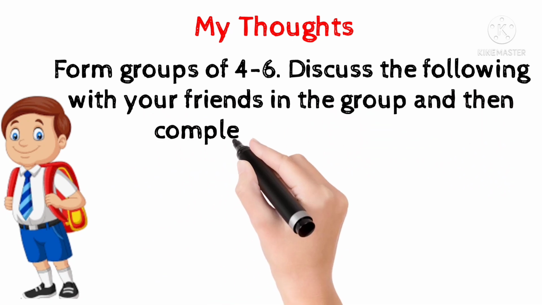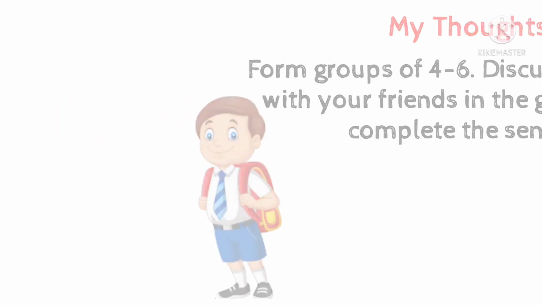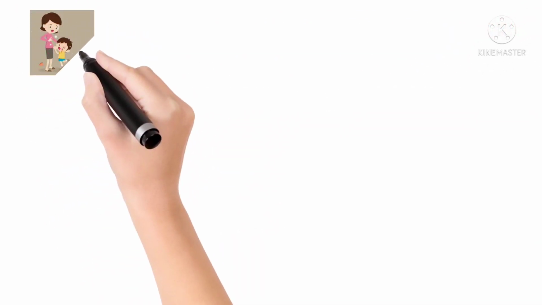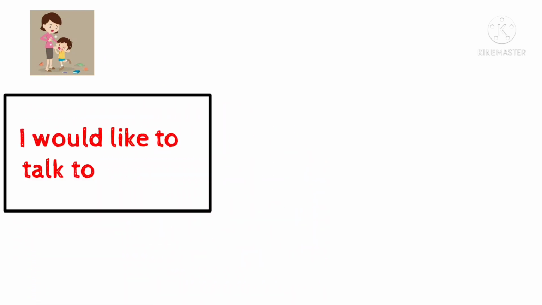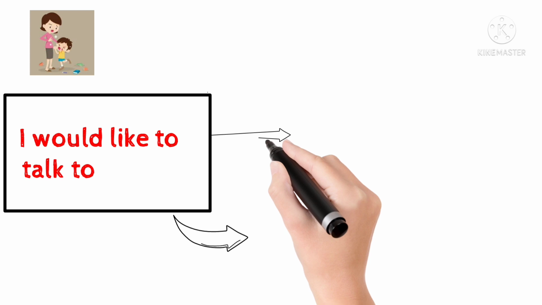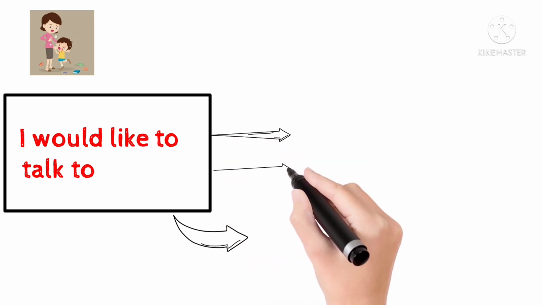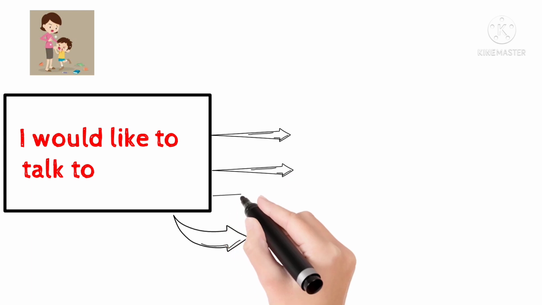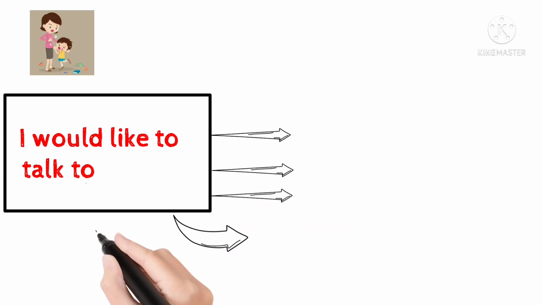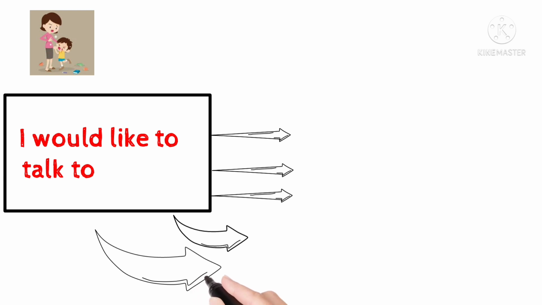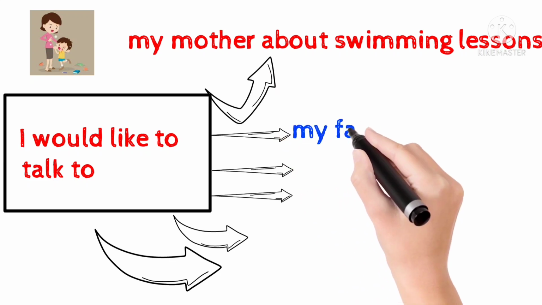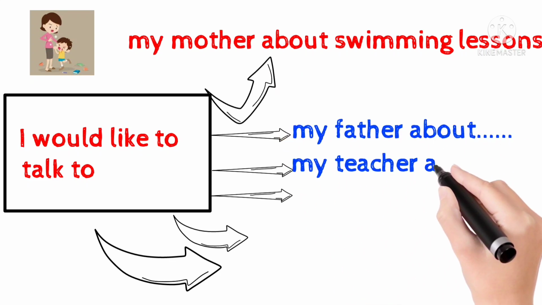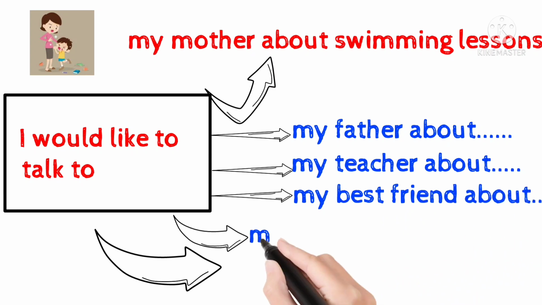My thoughts: here, you are supposed to discuss and complete your sentences. Now let us try to complete each sentence using a new idea. These are open-ended questions. You and your friends need not write the same answer. Activity number 1: I would like to talk to my mother about swimming lessons. The first answer is given here. But students, here you can write any other responses which are related or relevant to the remaining sentence.